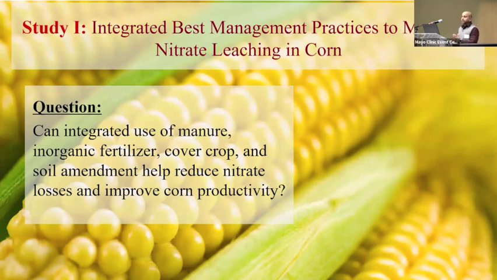So far I have talked about the use of BMPs, nitrogen sources, and stabilizers, and how they can potentially reduce nitrogen losses and increase the nitrogen uptake. Now I'm going to share some of the studies that I did where I looked at different nitrogen sources and inhibitors. Here's the first study, which is called Integrated Best Management Practices to Minimize Nitrate Leaching in Corn. In this study, we looked at the integrated use of manure, inorganic fertilizer, cover crop, and soil carbon amendment to help reduce nitrate leaching as well as improve corn productivity.